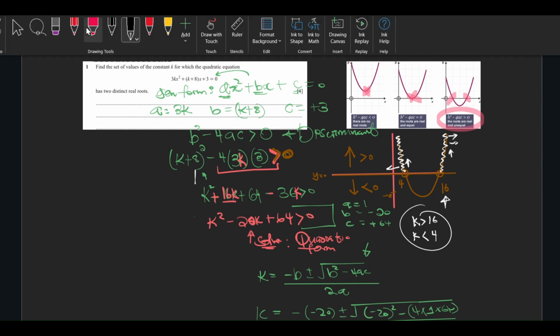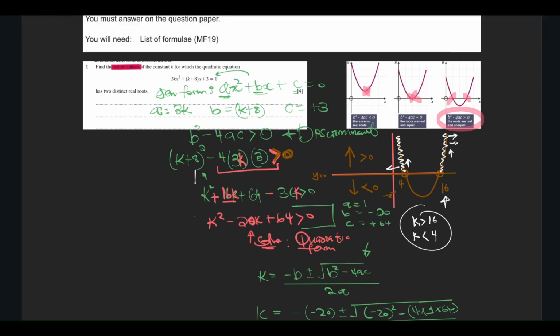So these two values become your answer, because you're being told find the set of values. And when they talk about a set of values, it means it's not just one value, it's a set of values. So any value that is less than 4 will solve your problem, and any value that is greater than 16 will solve the question.